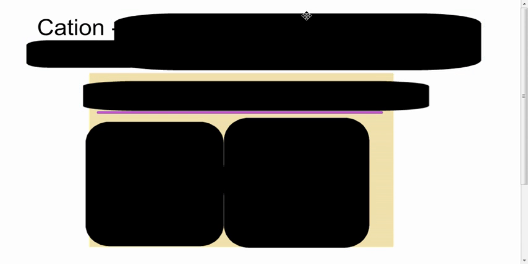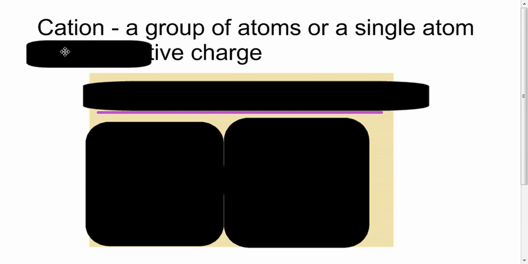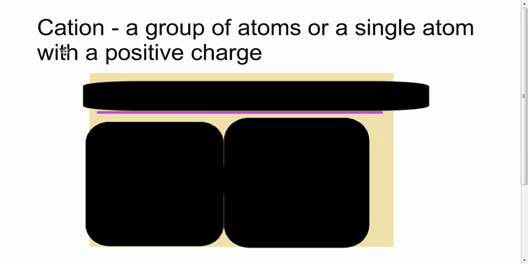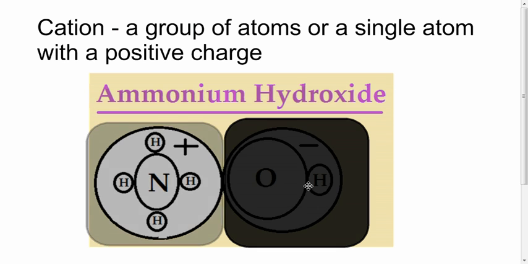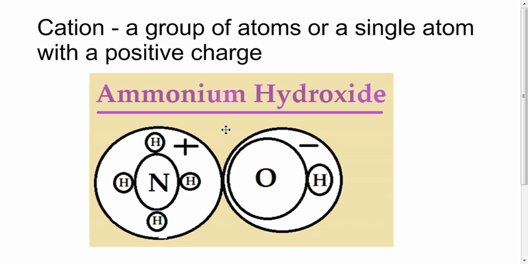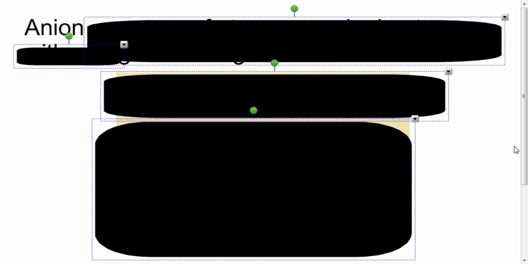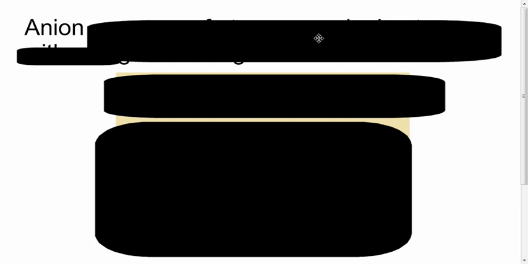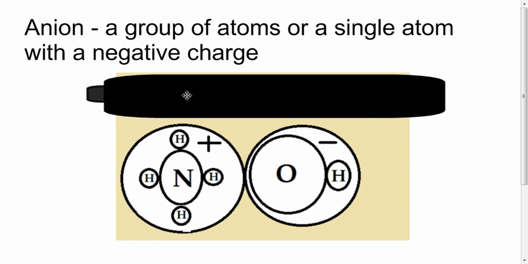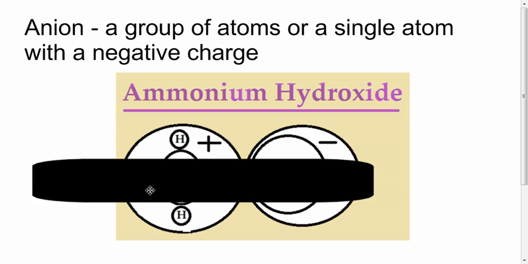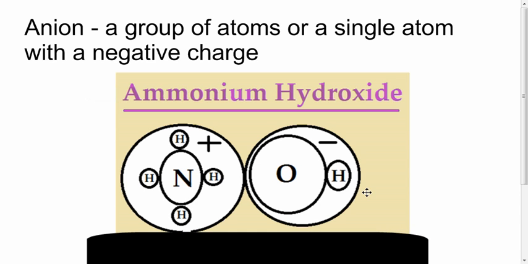Now, another term is cation, and a cation is a group of atoms or a single atom with a positive charge. In this compound, ammonium hydroxide, the cation is the ammonium, NH4+. And the anion is something with a negative charge, and in this one, the anion is the hydroxide, the OH.